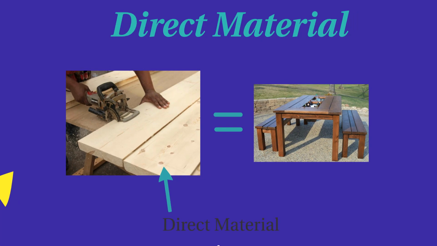For direct material costs, these are costs that are an integral part of the finished product and can be a significant portion of the total cost of a product. Again, a direct cost can be traced directly to the product. For example, if we're talking about making a kitchen table, a direct material cost would be the lumber that went into making that table.